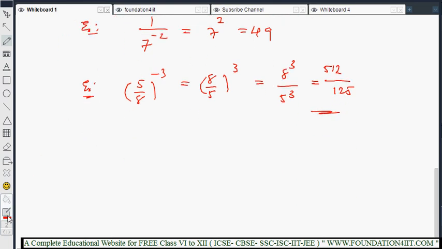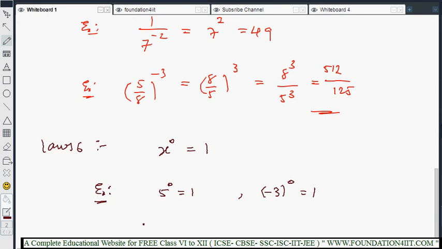Let's see law number 6. It's very simple. It says, if any number to the power 0, x to the power 0, that value is equal to 1. Just a simple example: any number you can take to the power 0 is 1. For example, 5 power 0 is equal to 1, or minus 3 to the power 0 is equal to 1.